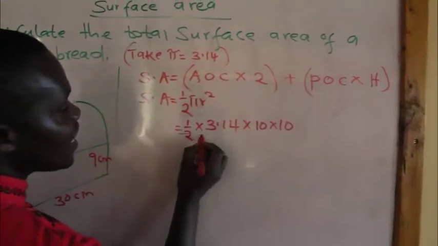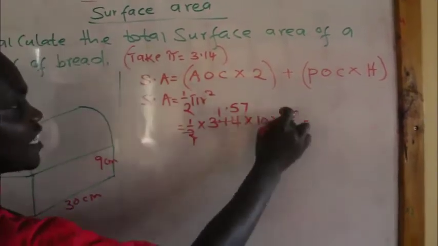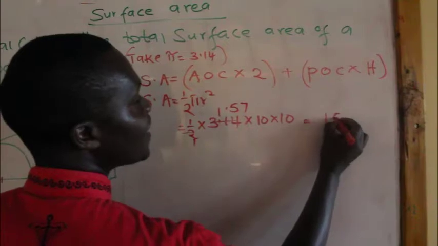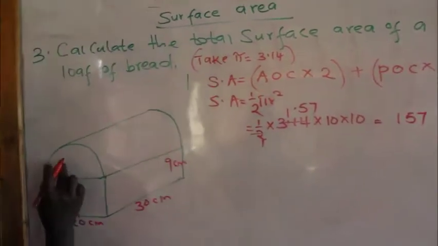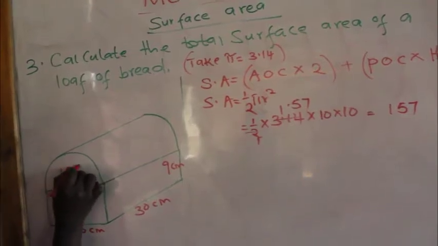So let me simplify by 2, 1.57. So when you multiply this one, the answer is going to be 157. So the area of this semicircle, you can indicate it here, it is 157.